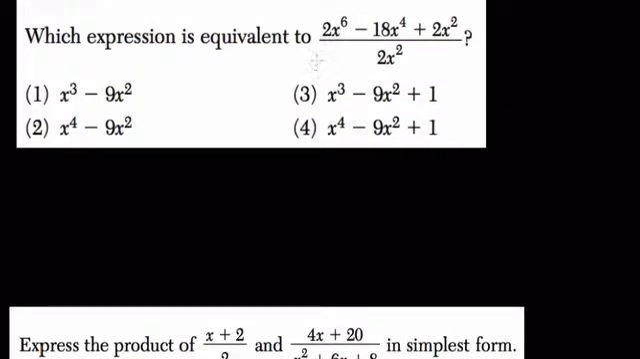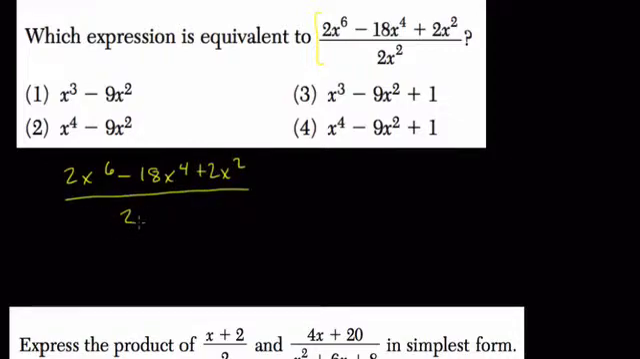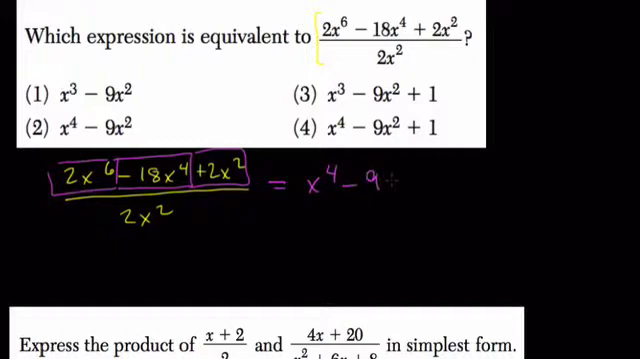Okay, we want to know which expression is equivalent to the one we're given here. So we're given 2x to the 6th minus 18x to the 4th plus 2x squared all over 2x squared. So since we're dividing by 2x squared, we really want to divide each term by 2x squared over and over again. So the first one, 2x to the 6th over 2x squared, that's just x to the 4th. Then negative 18x to the 4th over 2x squared, that's just minus 9x squared.